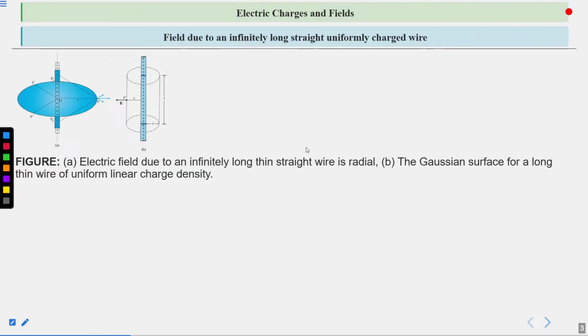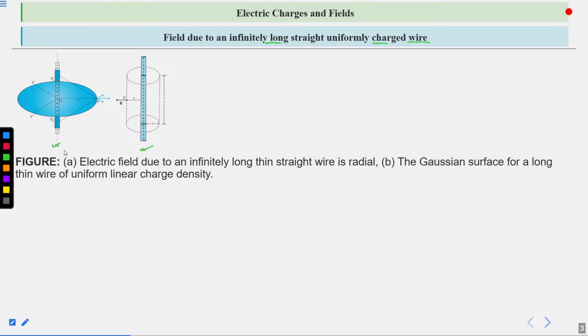In today's lecture, our topic is electric field due to an infinitely long straight charged wire, or we can say an infinitely long straight uniformly charged wire. So we have to calculate the electric field at a given point. Look at figure A and figure B.